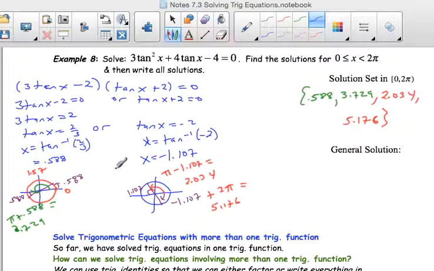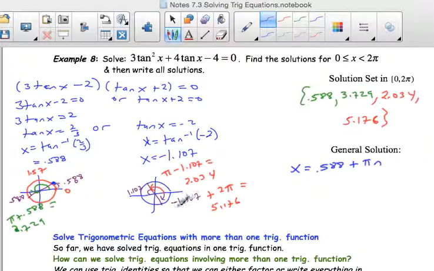Now let's write the general solutions. So looking at the unit circle here for the solutions to tangent x equals 2/3, I can write x equals, I can pick this value right here, 0.588, and I could either add 2 pi n, or I could add pi n and encompass both of these solutions, both the 0.588 and the 3.729. So 0.588 plus pi n will give me all the solutions from the unit circle solution when tangent x equals 2/3.